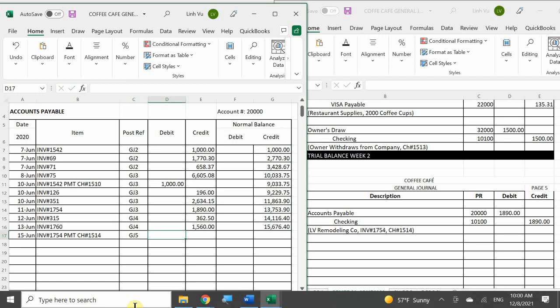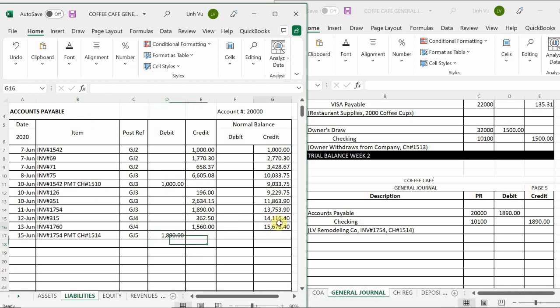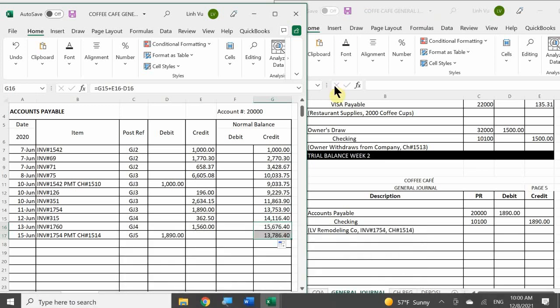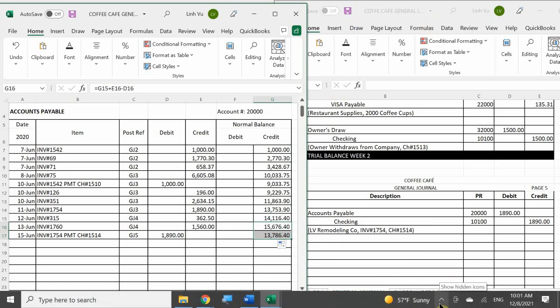Are we increasing our liabilities or decreasing our liabilities? Decreasing. So we are going to be debit. Good. So whatever you put in your journal is going to reflect exactly in your ledger. So in this case, my accounts payable is debited. Okay. So what's my account balance? It is 13,786.40. Good. All right. What's next?